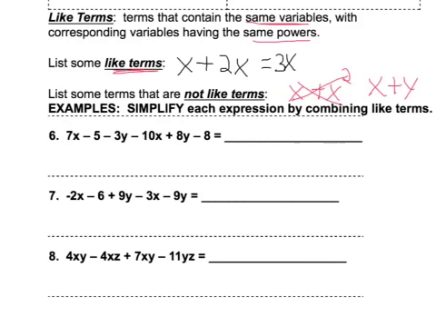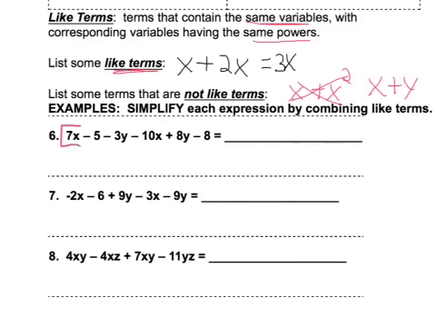So let's practice with 6, 7, and 8 here. So what we want to do is combine the like terms and simplify these expressions. Alright, so write down number 6, and it's 7x minus 5 minus 3y minus 10x plus 8y minus 8.